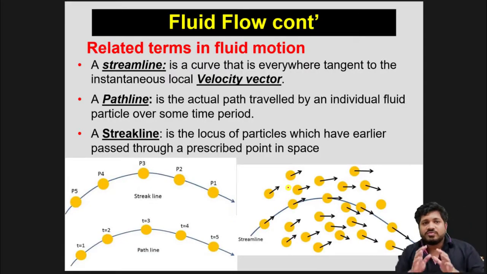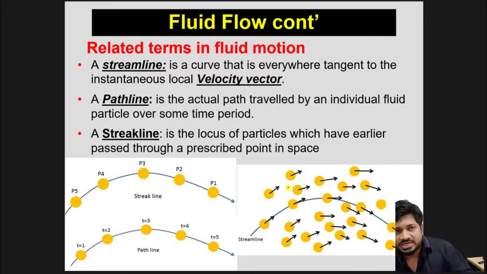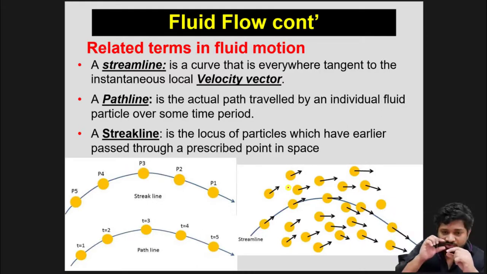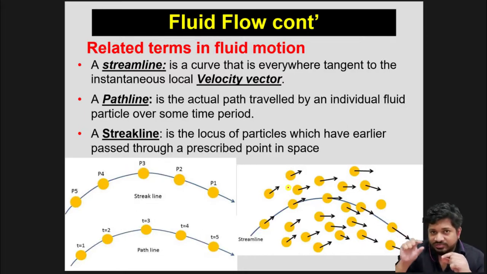Now that we know what the Eulerian and Lagrangian approaches are, and what happens when we follow a single particle: if we follow that particle, can we make a streamline? A streamline is the curve that the particle follows. Then what are pathline and streakline? So let's have a look at that.